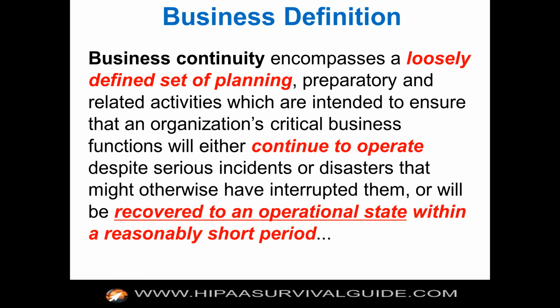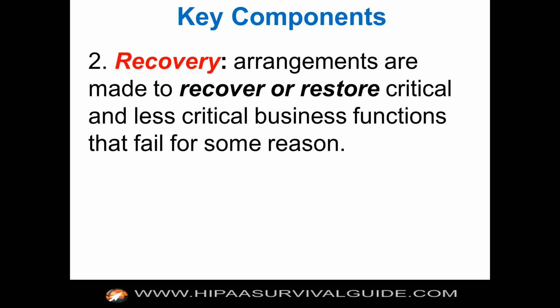Recovery. Arrangements are made to recover or restore critical and less critical business functions that fail for some reason. Obviously, you recover your critical business functions first, and in the case of a covered entity or a business associate, it's going to be those functions that restore EPHI so that you can use the EPHI for your business. You can provide EPHI to the benefit of your patients, et cetera. And then the other systems could be recovered in a secondary fashion. Like, for example, if you do experience a disaster, then your EHR system is probably more critical than your billing system. For example, as important as billing is, what you're trying to do is get operational again.